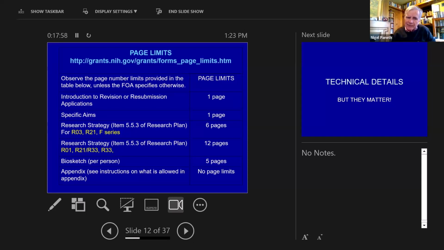Biosketches are limited to 5 pages. Appendix doesn't have page limits, but there are restrictions on what you can put in it. And a few more technical details, which I'll give you.